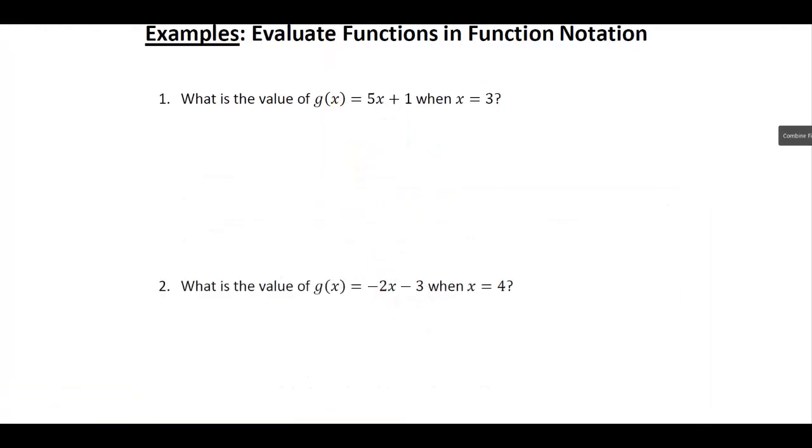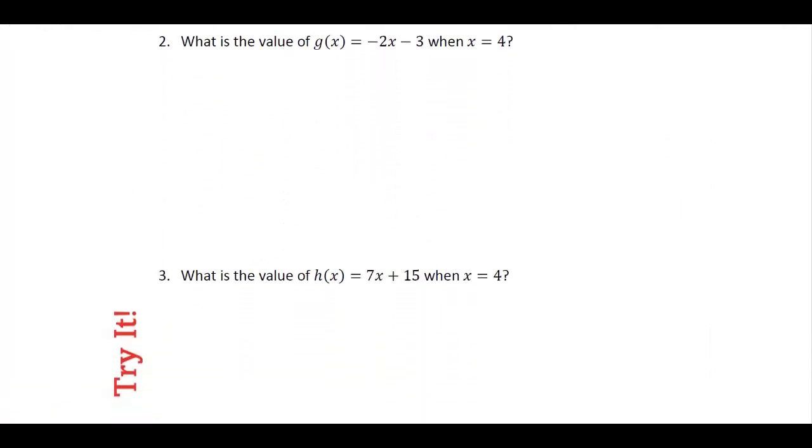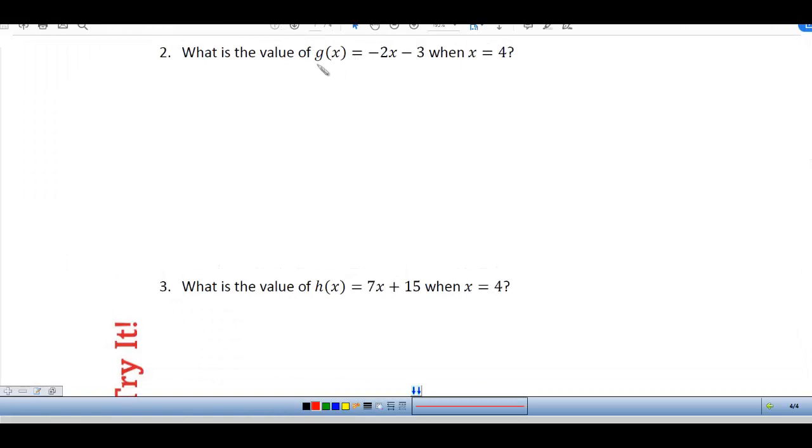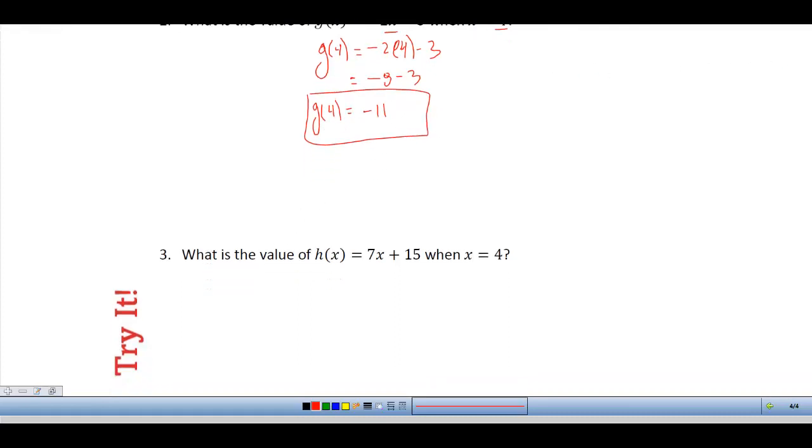And let's take a look at the second one here. What is the value of g of x equal to negative 2x minus 3 when x is 4? We're just going to substitute in the 4 for the x, and then we'll evaluate. g of 4 is equal to negative 2 times that value. We're going to substitute in the 4, minus 3. Negative 2 times 4 is negative 8. Subtract 3. So g of 4 is negative 11. Okay, so it's just substitution.